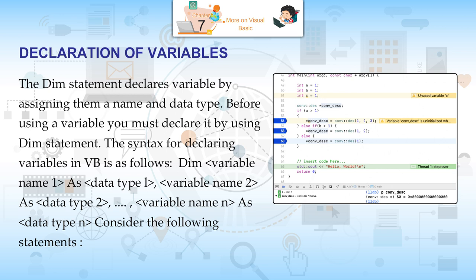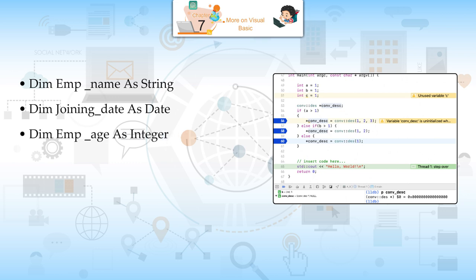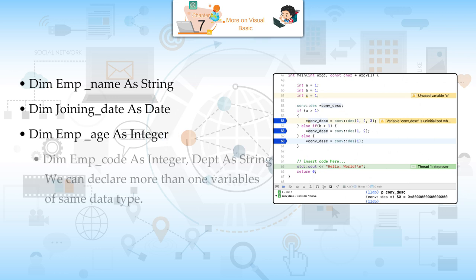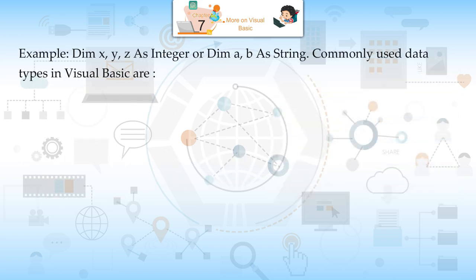Consider the following statements. Dim emp_name As String, Dim joining_date As Date, Dim emp_age As Integer, Dim emp_code As Integer, department As String. We can declare more than one variable of the same data type. Example, Dim x, y, z As Integer or Dim a, b As String.